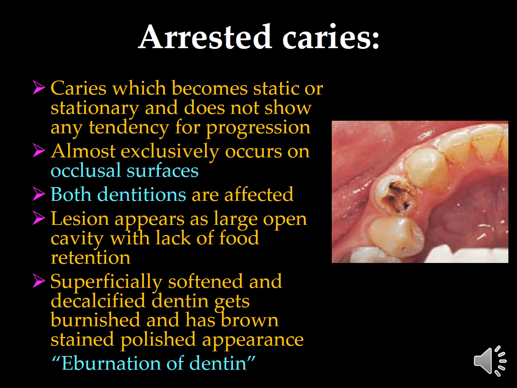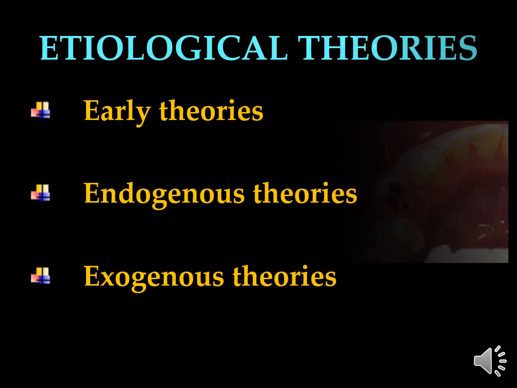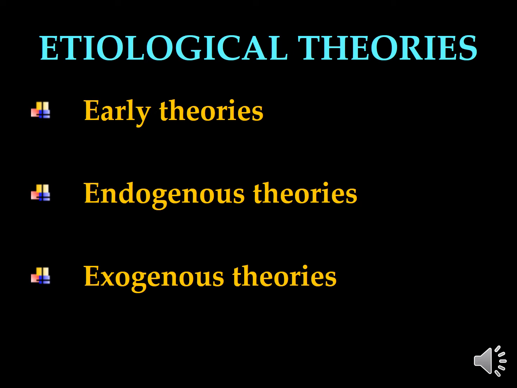The lesions usually appear as an open space in which the food may get accumulated. The superficial soft layer is softened, and decalcified dentine gets burnished and has a brown stained, polished appearance called the eburnation of the dentine. Coming to the etiology of caries, there are three theories: the early theory, the endogenous theory and the exogenous theory.